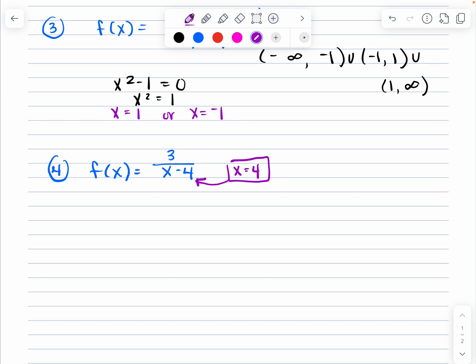So we know, because it's a rational function, I'm just going to sketch a little graph here. I don't know what the graph looks like, but I can make some pretty good guesses. We know that over here at positive 4, there's going to be an asymptote.